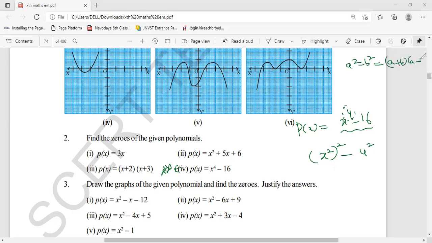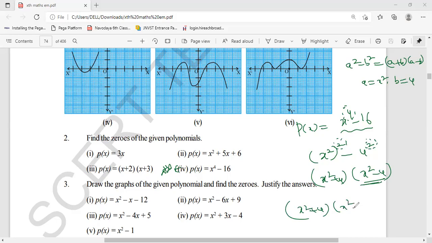This is in the form of a square minus b square, that is a plus b into a minus b. So if you write this, in place of a here x square is there, in place of b just 4 is there. This square we do not consider because it is for the formula. So what is a plus b into a minus b? Again, here x square minus 4 we can write as x square plus 4 and x square minus 2 square. This is also the same, a square minus b square. So x square plus 4 and x plus 2 and x minus 2.